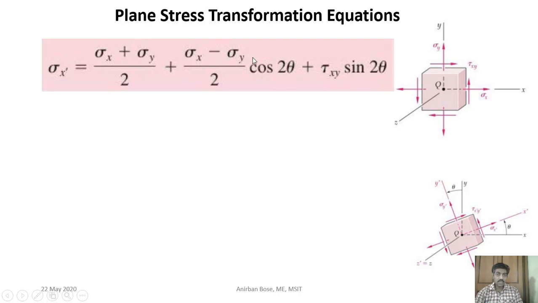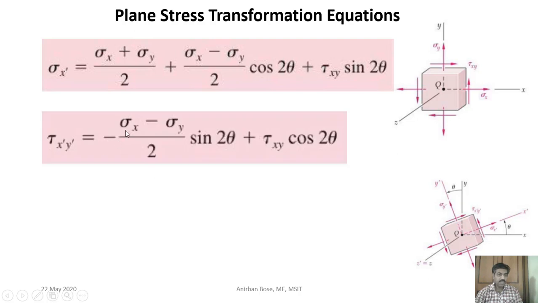So all these components are in the xy direction, and with the help of the components in the xy direction, it is possible to find out the normal stress at an angle theta with the x-axis, that is sigma x prime. Similarly, we can also find out tau x prime y prime, that is minus (sigma x minus sigma y) by 2 sin 2 theta plus tau xy cos 2 theta. So this is the stress transformation equations. Only by considering the equilibrium in a particular direction, this can be derived.